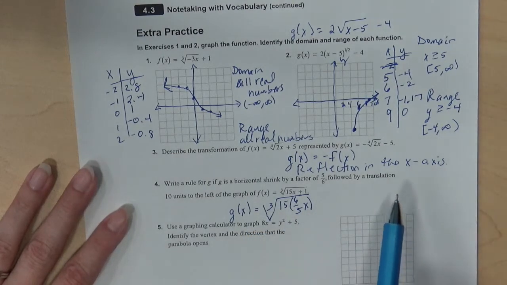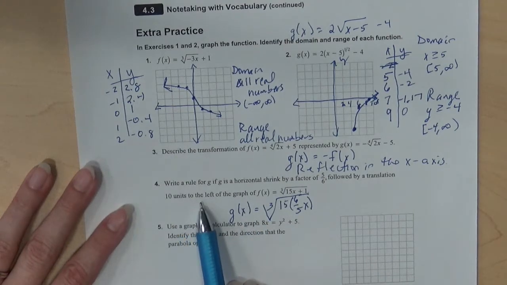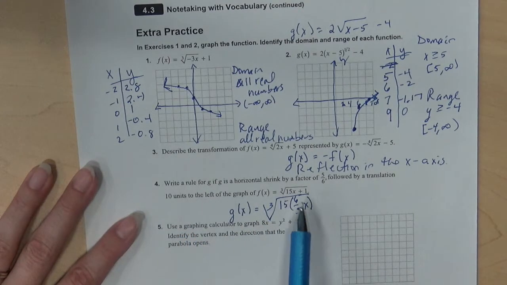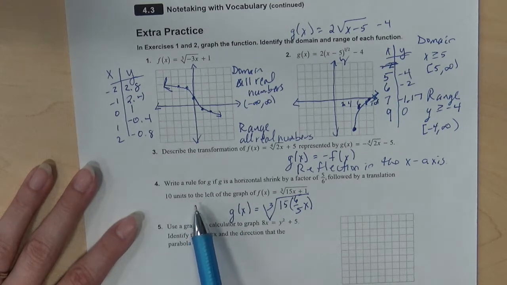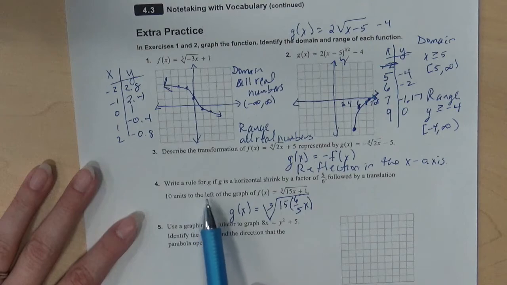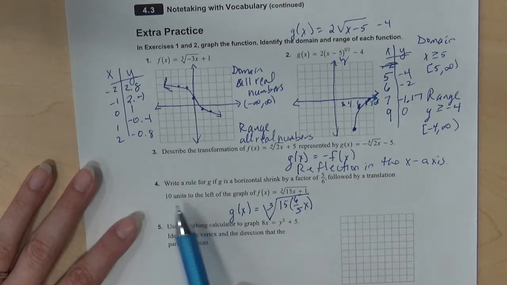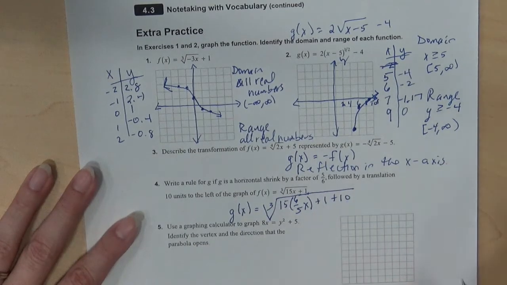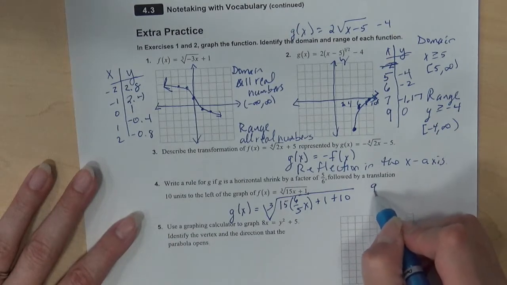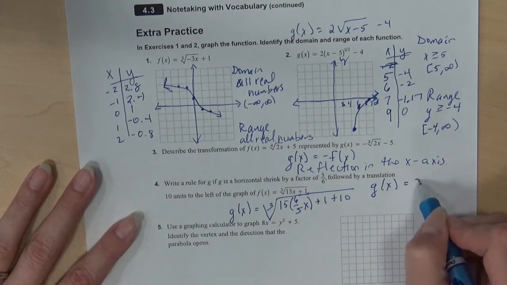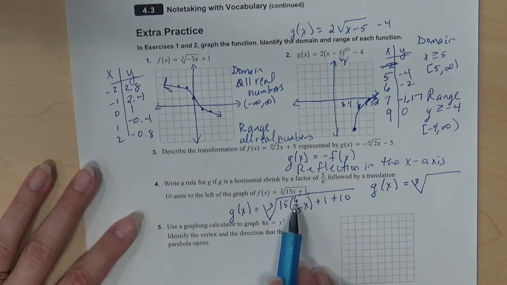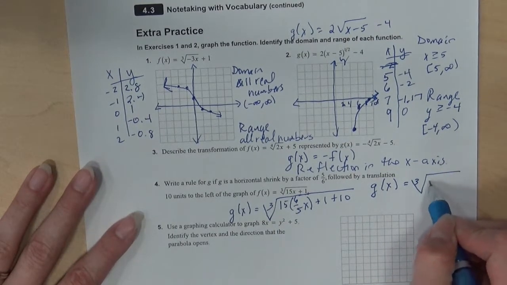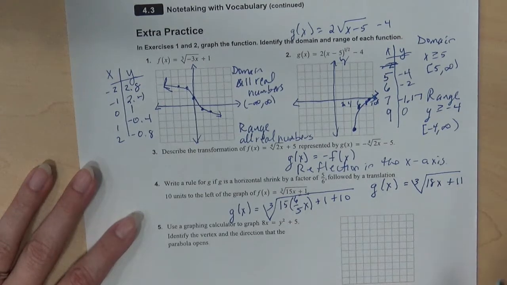What else is going on in it? Followed by a translation 10 units to the left. Horizontal translations are going to appear inside the function. So inside the radical, we're going to have to show a horizontal translation 10 units to the left. Remember, horizontal, you go in the opposite direction with your signs. So if it's going to the left, that means you're going to be adding 10. So you've got the plus 1 here already, and you're going to add 10 to that. So if I simplify this, I end up with g of x equals cube root, 15 times 6/5 is going to be 18, so 18x plus 11. And that's my function.